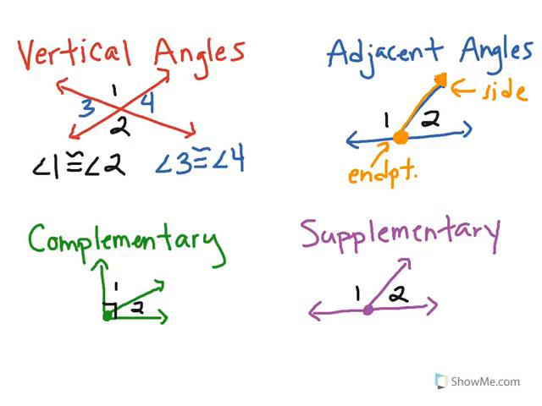The next kind are complementary and supplementary, and you should already be familiar with these from your earlier years in math. Complementary angles are angles that add up to 90 degrees. So in this case, I've got angle 1 and angle 2 here with a right angle, and I know it's a right angle because of the box. So I'm going to say that the measure of angle 1 plus the measure of angle 2 should equal 90 degrees. And then with supplementary, it's just the opposite. Instead of it adding up to 90 degrees, it should add up to 180. So I'm going to go ahead and write that out here.